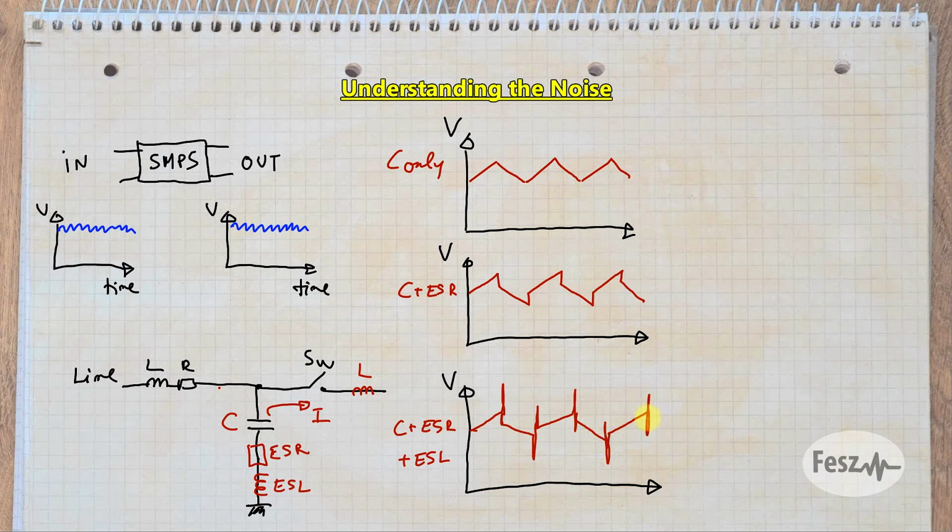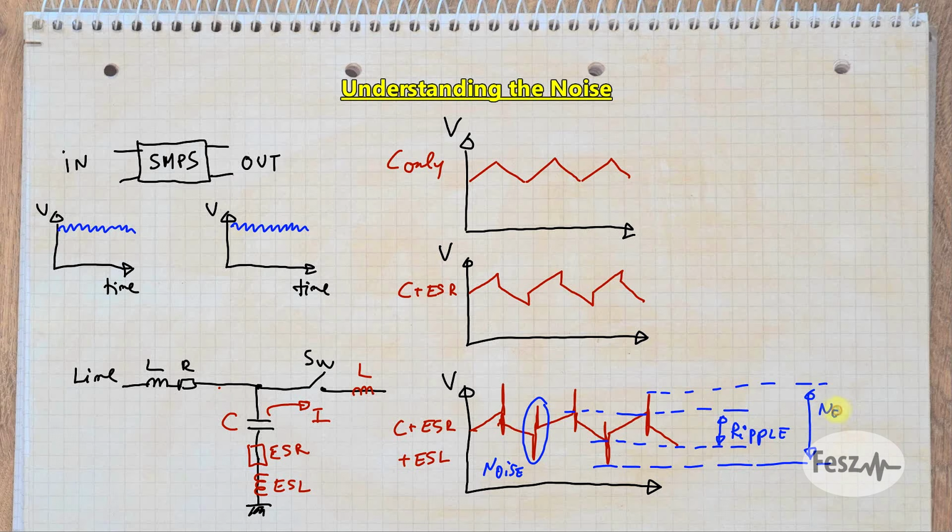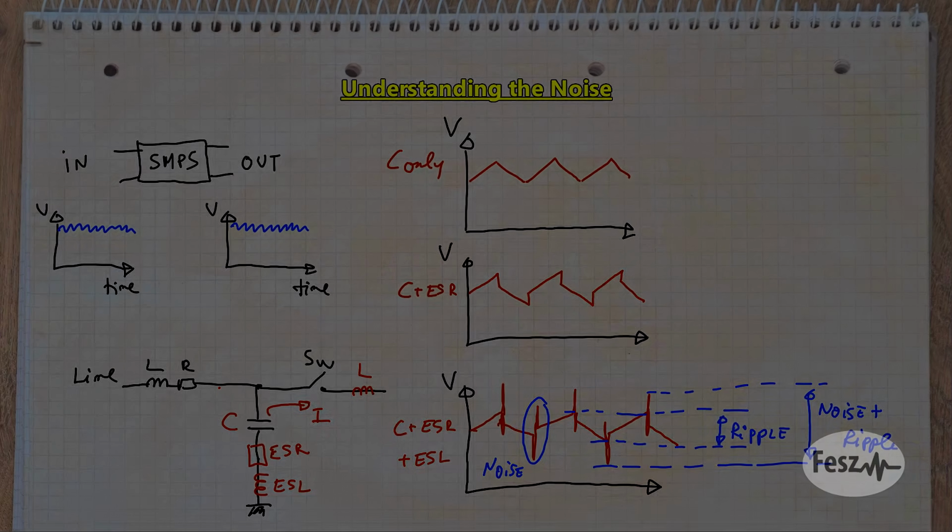So the final waveform to expect is quite a messy thing with multiple components and causes. The relatively low frequency component is called the ripple, while the high frequency bit is the noise. So based on your application, you might want to just measure the ripple or the ripple and the noise.